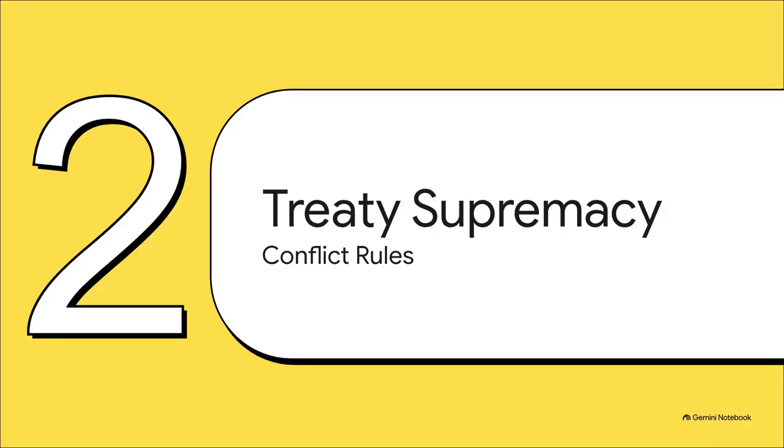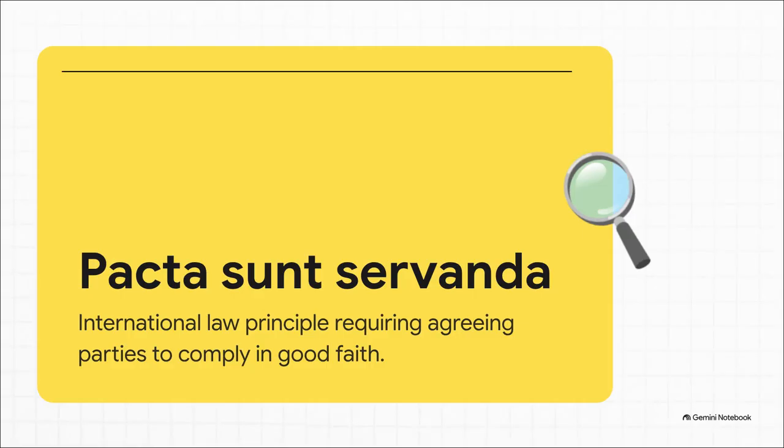Moving on to Section 2, Treaty Supremacy and Conflict Rules. This is prime territory for board exam trick questions, so pay close attention. Okay, grab a pen because this Latin phrase is your absolute anchor. Pacta sunt servanda. Write that down. It basically means the agreeing parties have to comply with their treaty obligations in good faith.